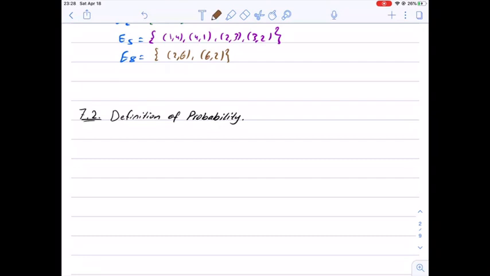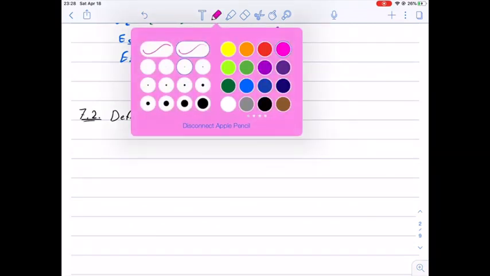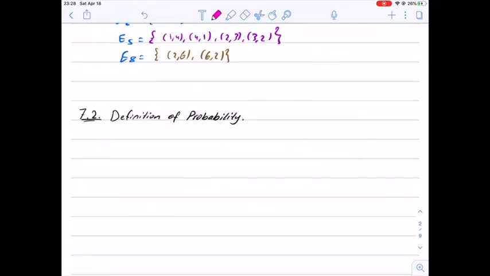Now we come to the following section. We want to define probability. We talked about experiment, sample space, and event. Now we want to talk about the basic concept here, the concept of probability. What do we mean by probability?